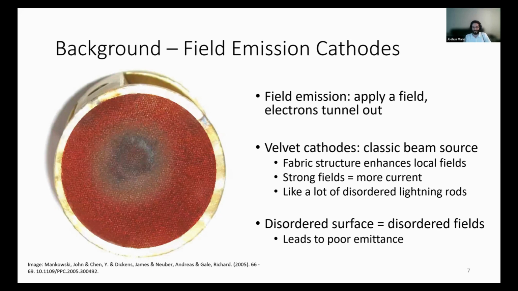And one cathode that I like to show off, or like to talk about, are these velvet cathodes. And by velvet, I mean velvet that you can buy at the store. This is just a very classic beam source. The fabric structure of these velvet cathodes is like a lot of little nanotips in a way, a lot of little lightning rods. And so they enhance your local fields and you get more current because of that. But it is also like a lot of disordered lightning rods. So you're not going to get a very good emittance or MTE from this, even though you do get a very high current.